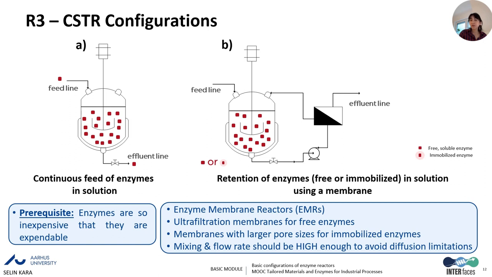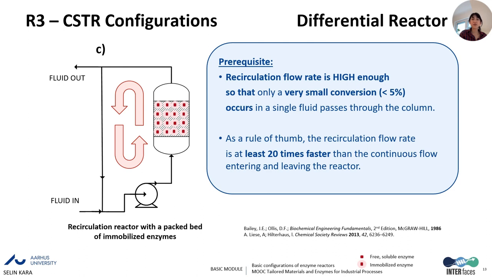If we are working with a free enzyme, we can use ultrafiltration membranes. If we are working with immobilized enzymes, we can use membranes with larger pore sizes, which are indeed cheaper than the ultrafiltration membranes. While we are working with this setup, we have to be very careful with the mixing and the flow rate so that we can avoid any kind of detrimental effect on the immobilized enzyme or the free enzyme. Another configuration of a CSTR reactor is a differential reactor.